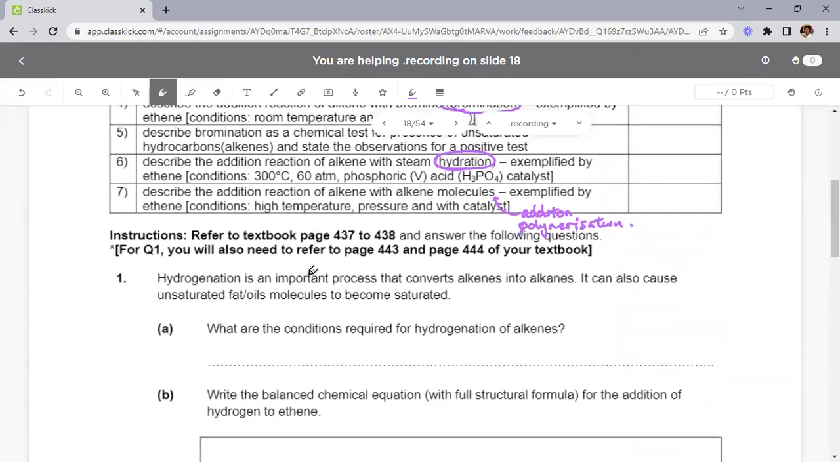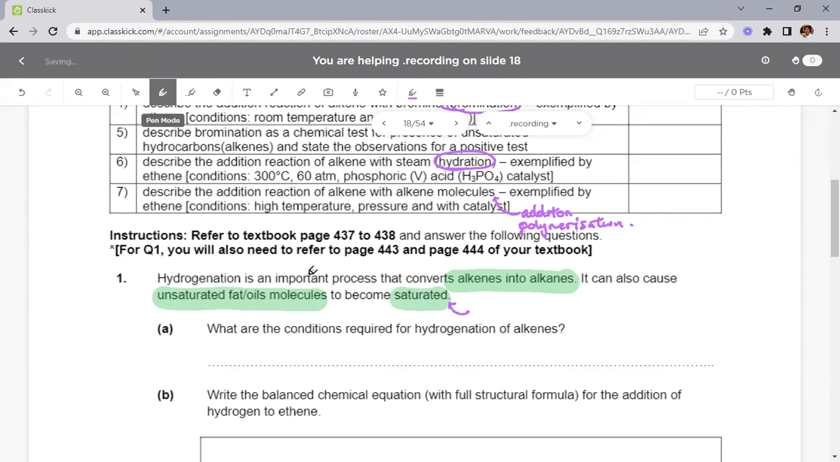Okay, hydrogenation is an important process that converts alkenes to alkanes. I want you to highlight this part here. This is important because hydrogenation converts your alkene into alkanes. It's also part of the process to convert your unsaturated fats or oil molecules to become saturated. So hydrogenation not only deals with alkenes becoming alkanes, it actually converts the unsaturated segments of your oil and fats to become saturated.